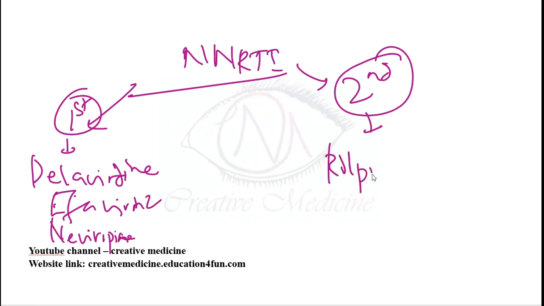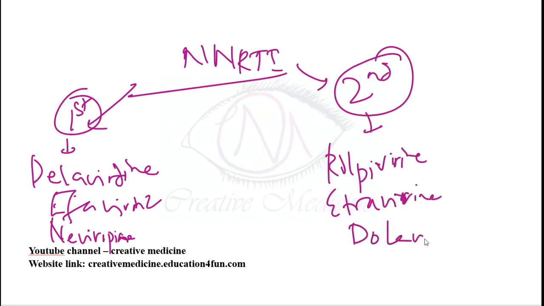Second generation non-nucleoside reverse transcriptase inhibitors are rilpivirine, etravirine, and doravirine.